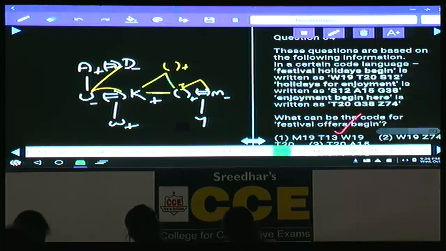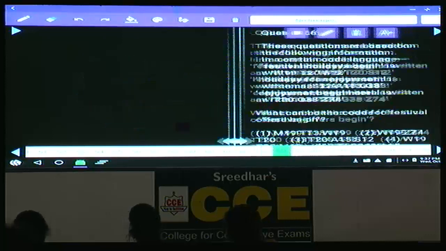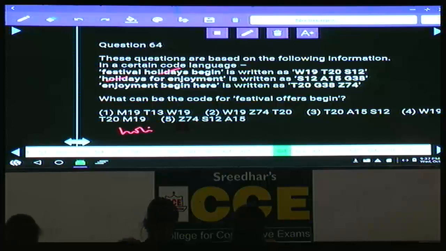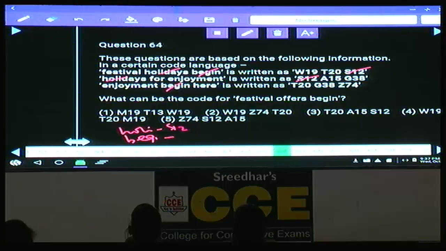Then 64 and 65. Now it is based on coding and decoding. Festival holidays begin. Then holidays for enjoyment. Holidays is the word which is common, and the code common between these two is S12. W19, T20, S12 is common. Hence the code for the word holidays is S12. And festival begin: begin is common between the first and the third, and the code is T20. Hence begin is T20. If begin is T20, then festival is W19.